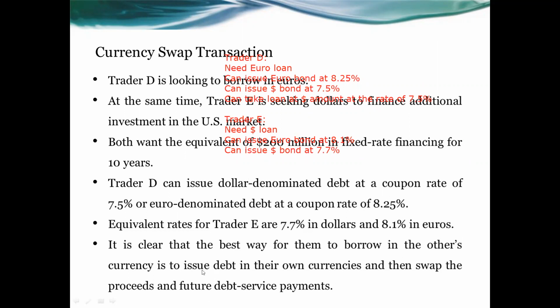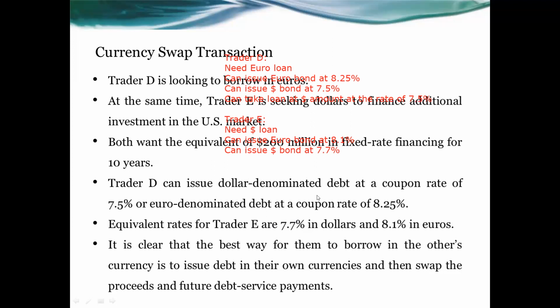No. Now the thing is, trader D can issue the dollar amount at a 7.5% interest rate compared to his euro amount, and trader E can also issue the dollar bond at a 7.7% interest rate. But you can see that if trader D can make a transaction with trader E, he can obtain the dollar loan at 7.5% instead of going for 7.7%. Right? So this is what happens in a swap transaction.